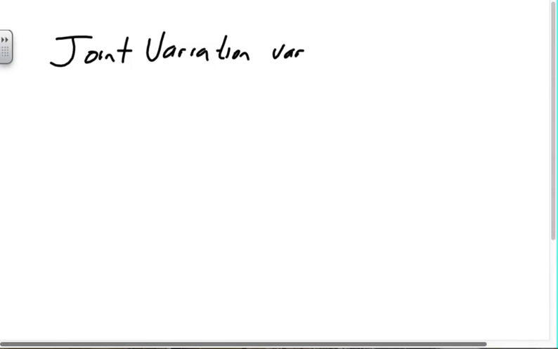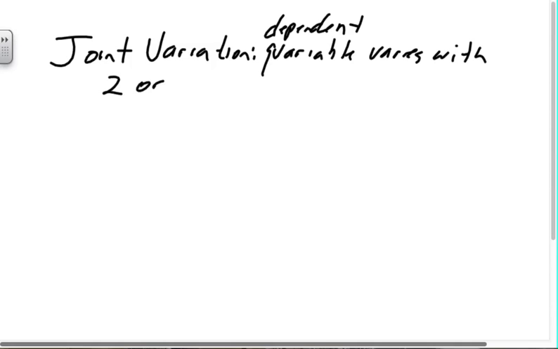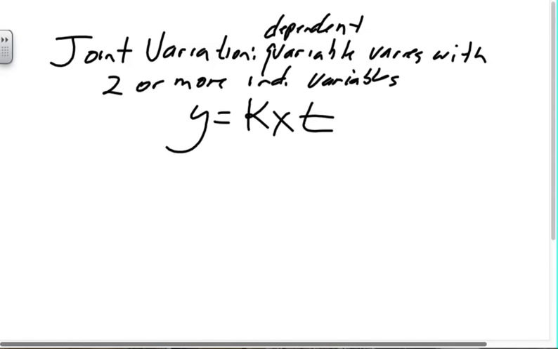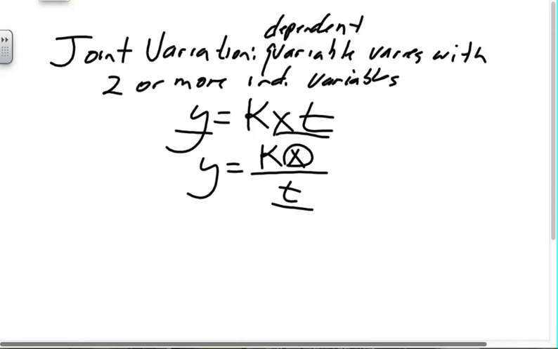Where a variable, and here we're talking about our dependent variable, varies with two or more independent variables. And this can look something like y equals kxt, where here now y directly varies, it jointly directly varies with both x and t, or you can set it up as y equals kx over t, which means it's directly proportional with x, inversely proportional with t.